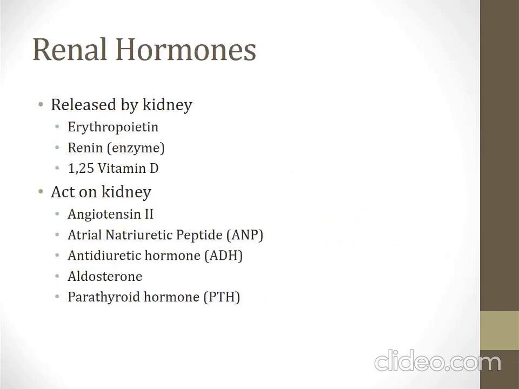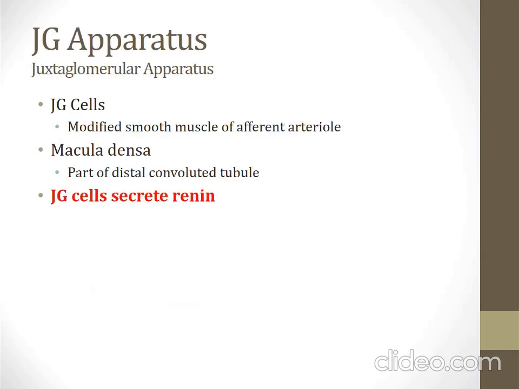The kidneys are not usually considered part of the endocrine system, but there are a number of hormone or hormone-like substances that are either released by the kidneys or that act on the kidneys, and so we'll go through all of the items listed on this slide in this video now. I'm going to start by talking about the enzyme renin, which is released by the kidneys.